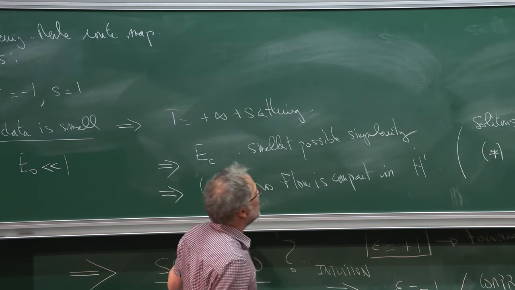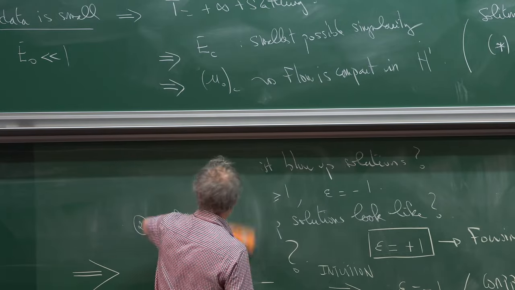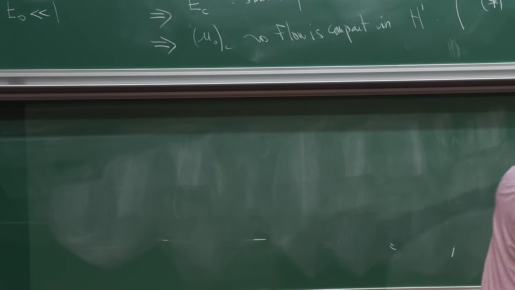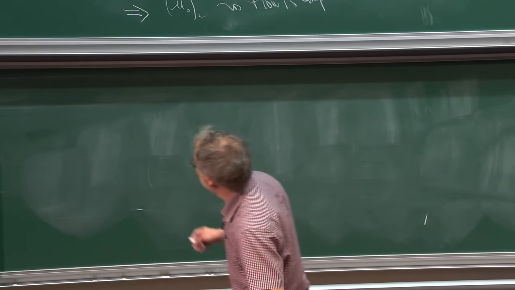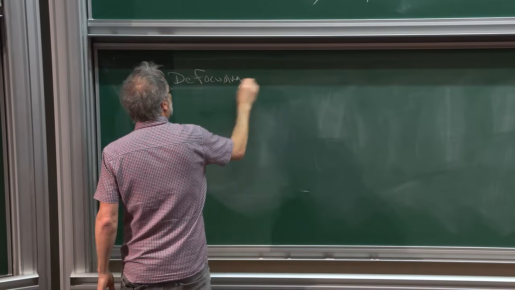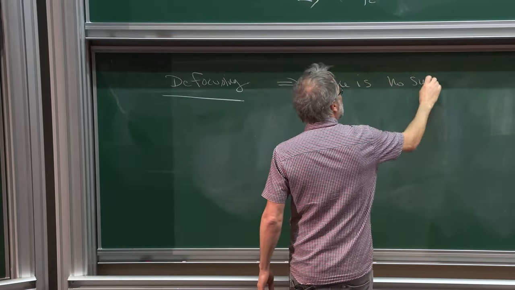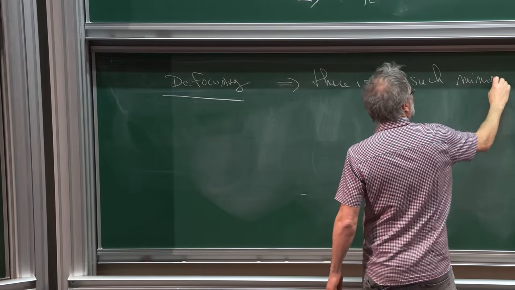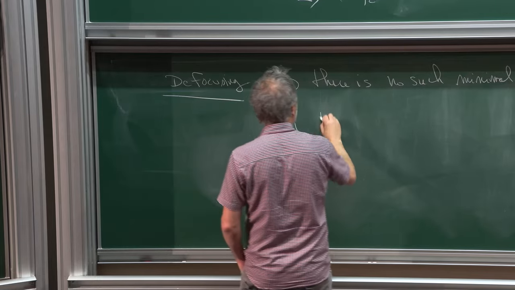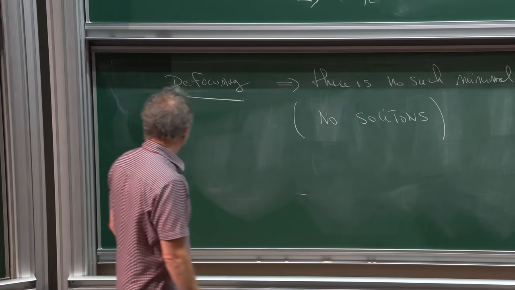And now what they tell you is that because the problem is defocusing, this is where the structure is used in a very strong way. Because the problem is defocusing, there is no such minimal element. And in particular, one thing they use is that there are no solitons. Right? I should maybe say this.